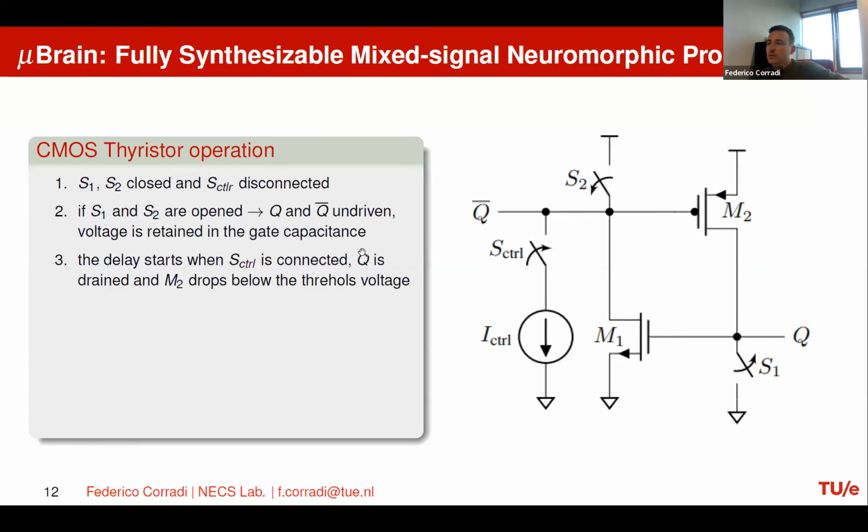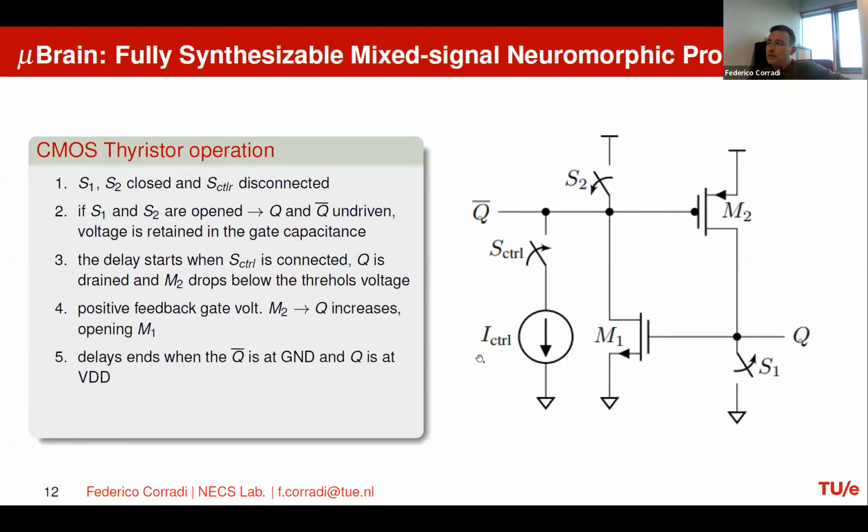Actually, this should be Q, not Q. When this drops below VDD, this transistor starts to conduct and starts to charge node Q. At this point this will also open, and then it is a positive feedback: M2, this Q will increase, and then will open M1 as well, and the gate capacitance will be discharged. So there is a delay that will end when not Q is at ground and when Q is at VDD, right?